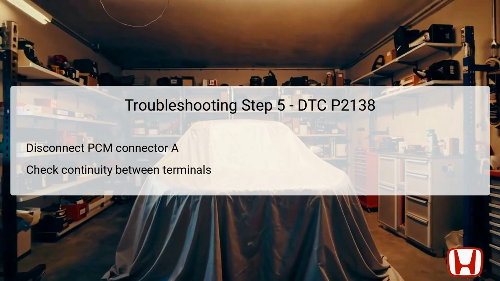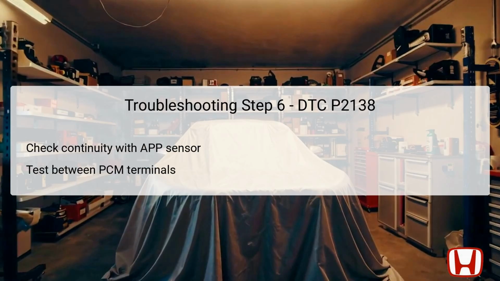This test is designed to confirm that the wiring between the APP sensors and the PCM is intact and functioning properly. The terminals contain specific wires, with A18 linking to APP sensor A and A19 to APP sensor B. If continuity is confirmed, it indicates that the wiring is operational and that the issue lies elsewhere, such as within the APP sensors themselves or their connections.